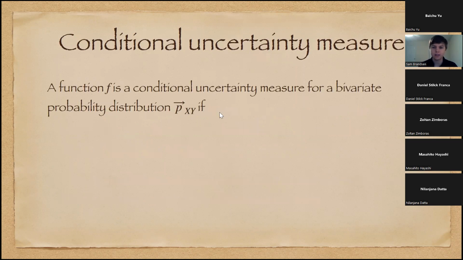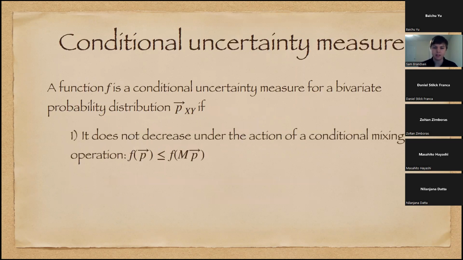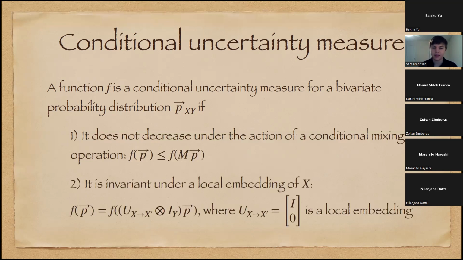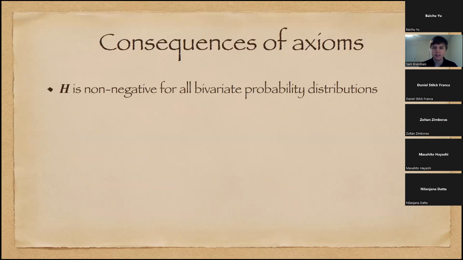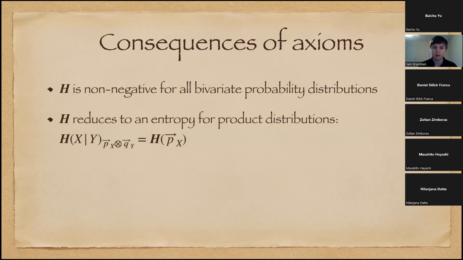And the function f is going to be then a conditional uncertainty measure for a bivariate probability distribution if it doesn't decrease under the action of a conditional mixing operation, and if it's invariant under local embedding of X, similarly to the previous case. And so the consequences of these axioms are that h is non-negative for all bivariate probability distributions. So any function h will also reduce to an entropy for product distributions. So if X and Y are independent, the conditional entropy is going to just reduce to the entropy of X. So h of p here.